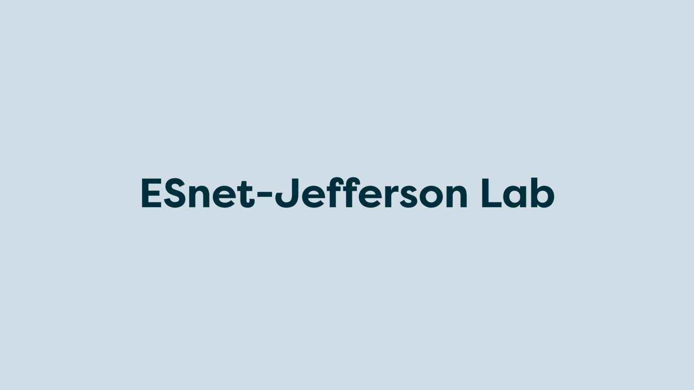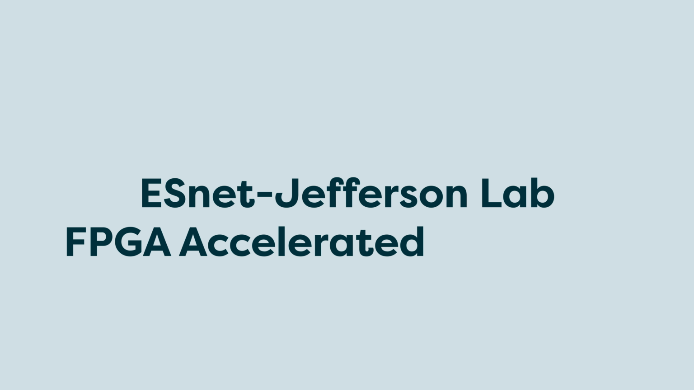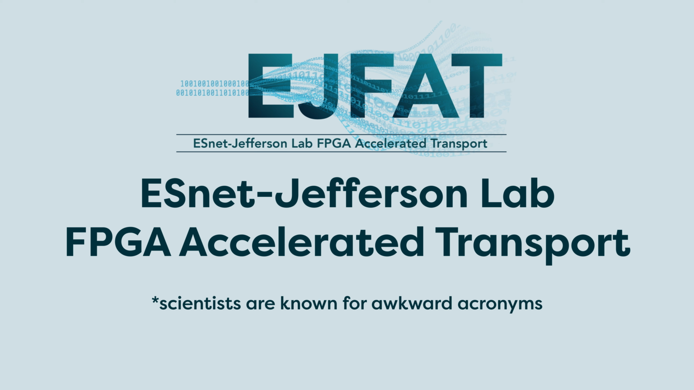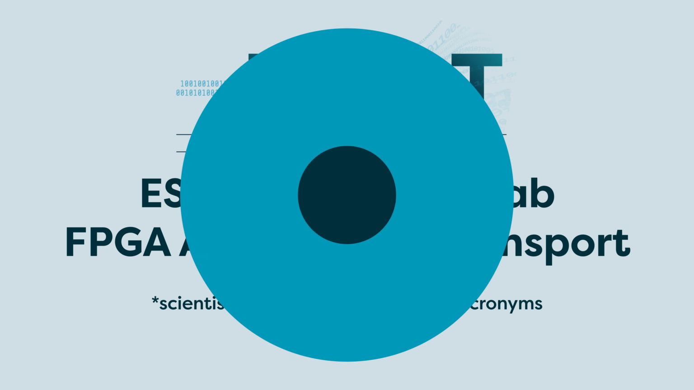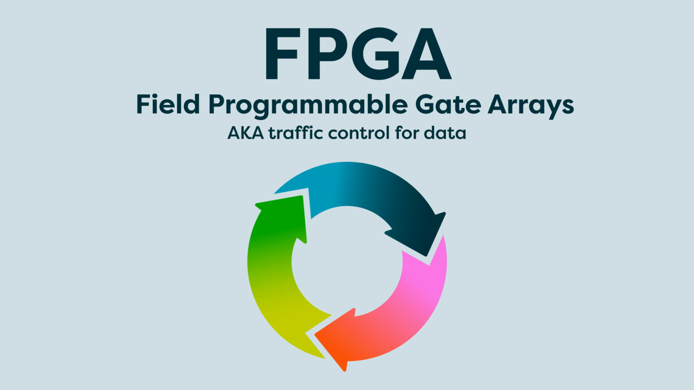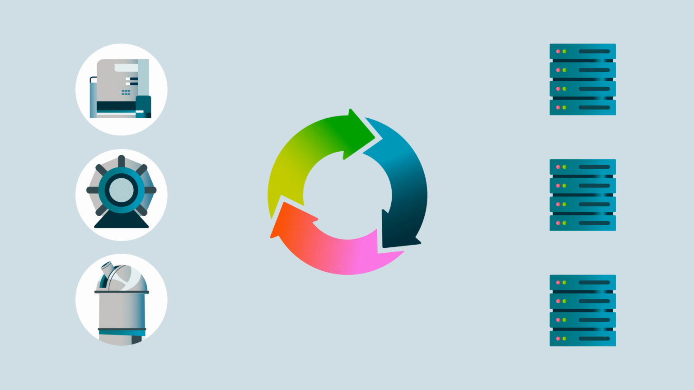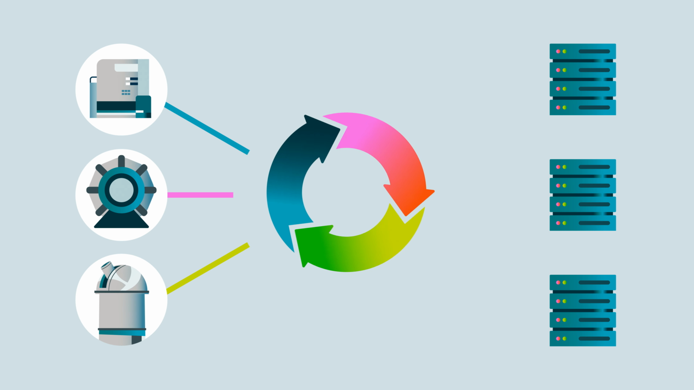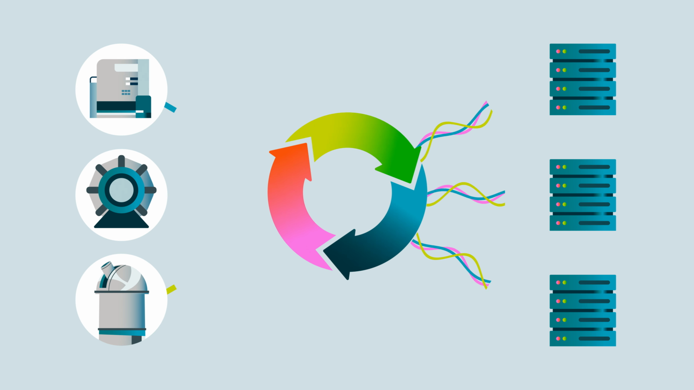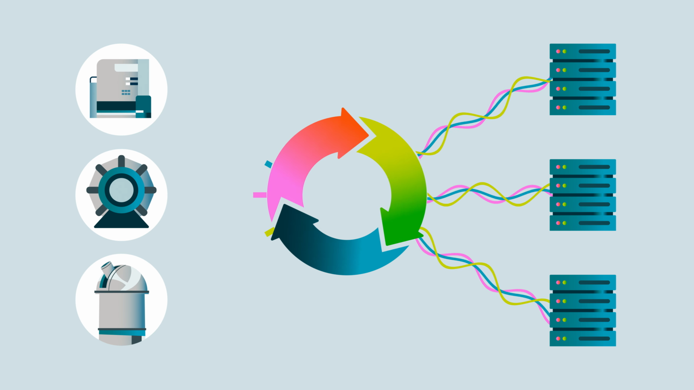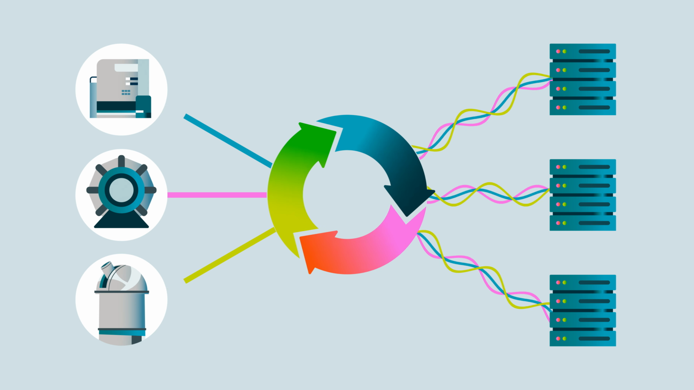They achieved this thanks to a prototype they built together named ESnet JLab FPGA Accelerated Transport, or EJFAT. EJFAT is a software-driven networking array that uses field-programmable gate array hardware to shape and load balance data traffic. It's designed to allow data from different types of scientific instruments to be streamed for processing in real time to more than one high-performance computing facility at once.